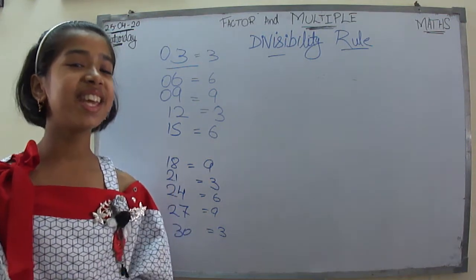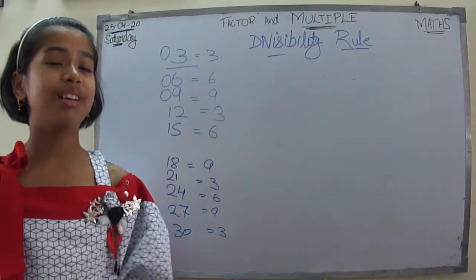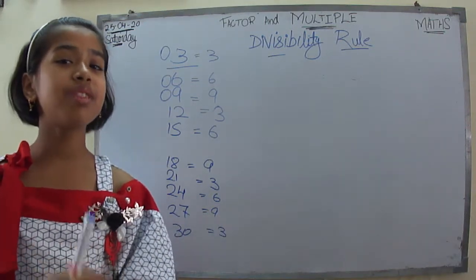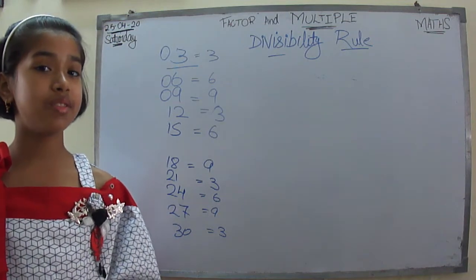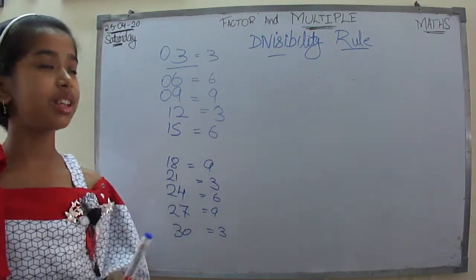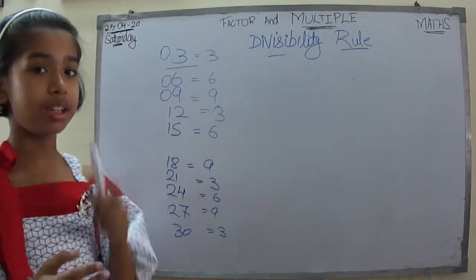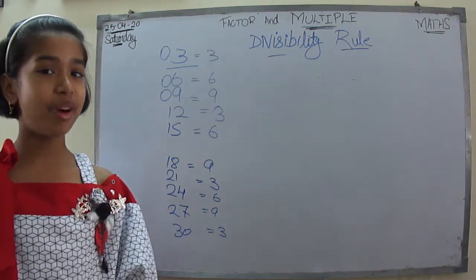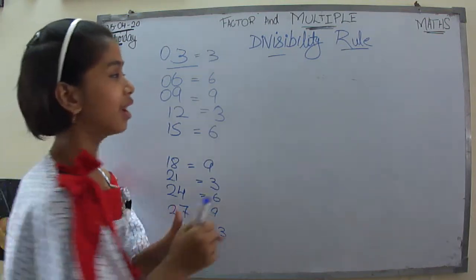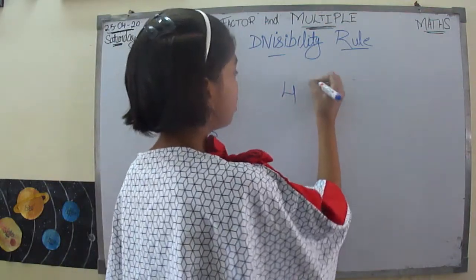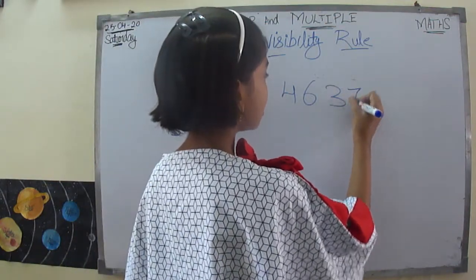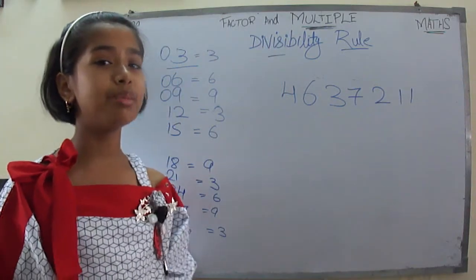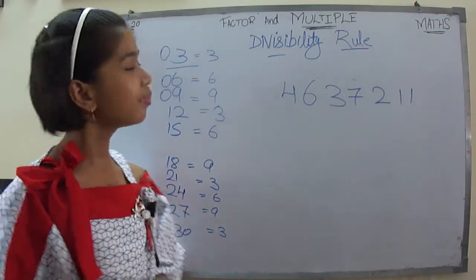So can I say that if I have a number and I add all its digits, and the sum of those digits is 3, 6 or 9, that means it is divisible by 3? What I mean is, take a number like 4637 or 2111. I have taken a random number. You can take another number also.